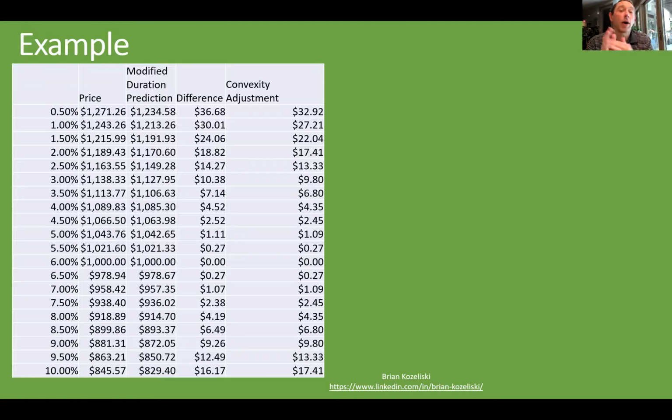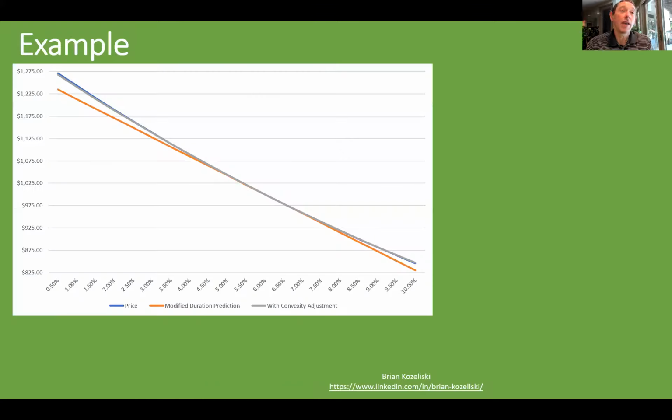So if we go all the way out to a 0.5% interest rate, the convexity adjustment isn't quite enough. It's only $32.92 versus an actual difference of $36.68, but it is a lot closer than just using modified duration. In fact, if we look at a chart here, you can see that it's really, really close until we get to those very, very tail ends, making that prediction much, much better.